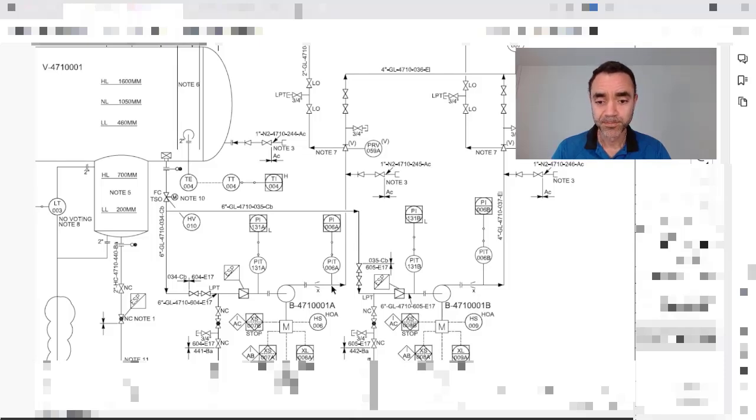In the discharge of the pump, we can see also a pressure indicator transmitter with a PI sending a signal to the control room.